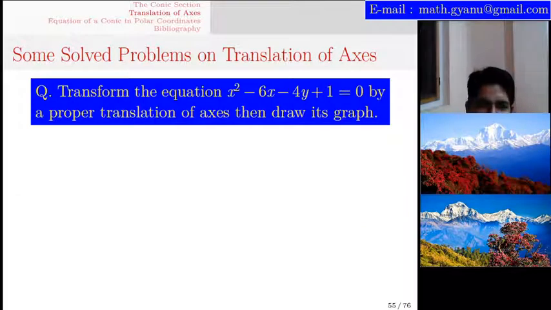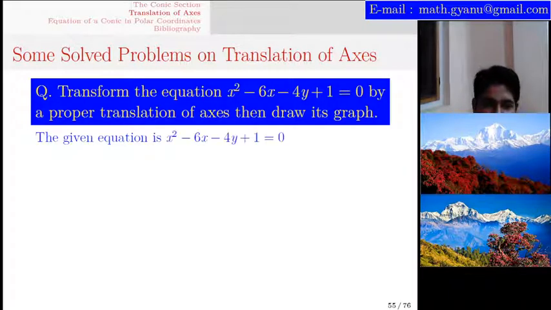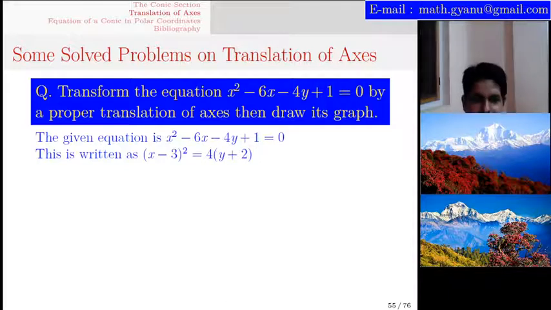Transform the equation x square minus 6x minus 4y plus 1 equal to 0 by a proper translation of axes, then draw its graph. Nothing is mentioned, so we have to choose a proper translation. That means we will simplify this equation. It seems to be the equation of a parabola. After calculating, it can be rewritten as (x minus 3) whole square equal to 4 times (y plus 2).